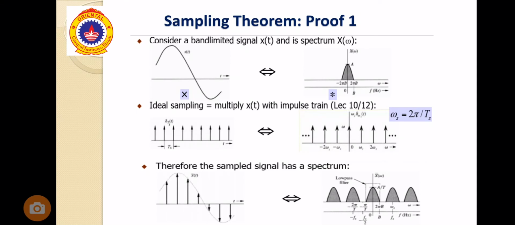We are multiplying the analog signal with the train of impulses. So we are getting the sampled signal: x(t) multiplied with delta Ts(t) gives x bar(t). x bar(t) is the sampled signal. X(omega) is the frequency domain of x(t), and delta omega s(omega) is the frequency domain of delta Ts(t). We are multiplying in the time domain. In the frequency domain, they are convolved.